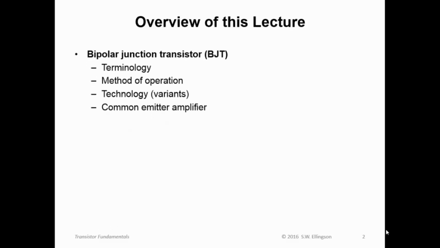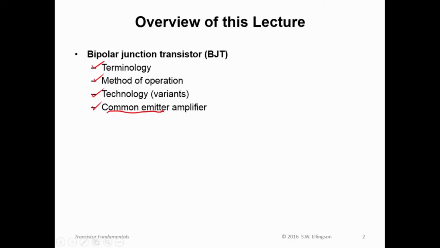We're going to be talking about transistors as they apply to RF engineering. There are two major classes, the bipolar junction transistor, or BJT, and the FET. For the BJT, we'll talk about terminology, some conventions, the method of operation in terms of their use as RF amplifiers, some terminology, the different kinds of bipolar junction transistors that are out there, and their use as common emitter amplifiers. This is just one of several configurations.